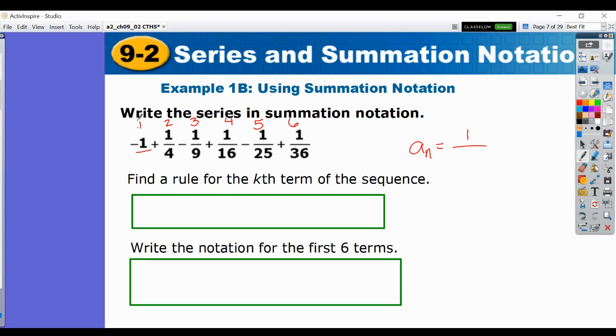The bottom of the fraction is the term number squared. So I could put n squared here. And that would get me the 4, 9, 16, 25, 36. Now I have this negative.